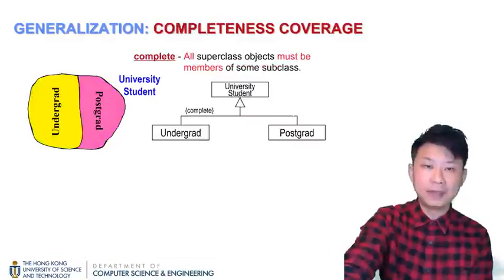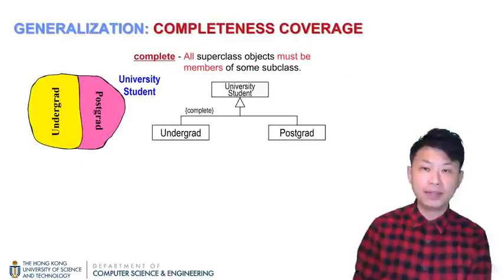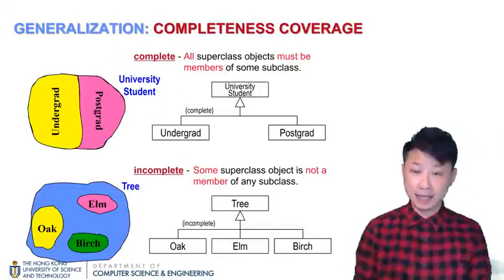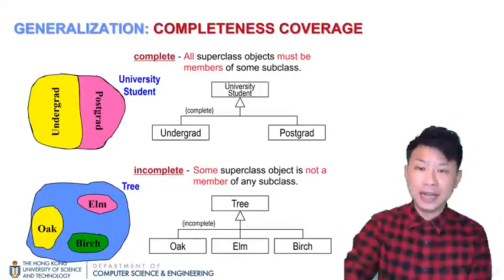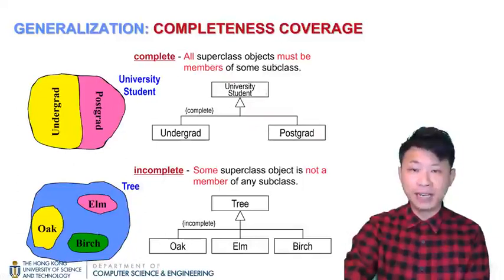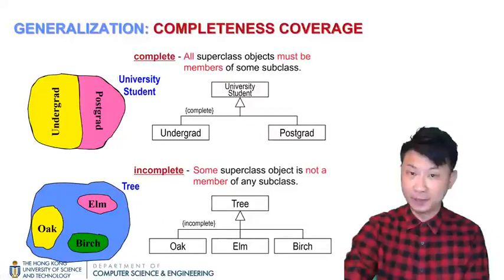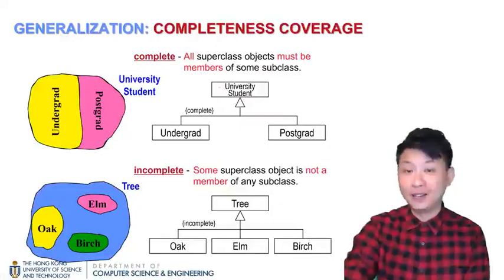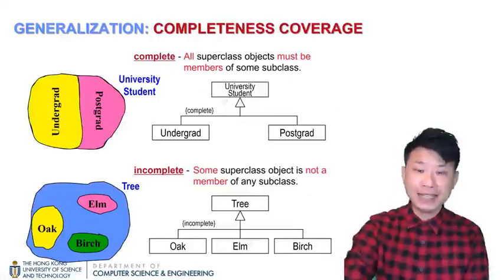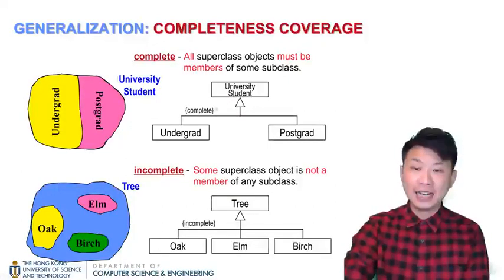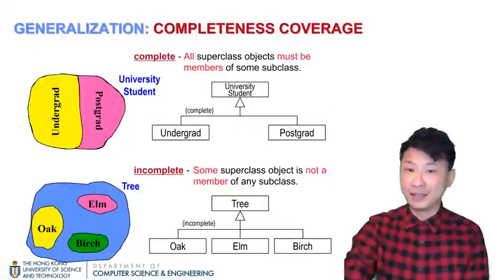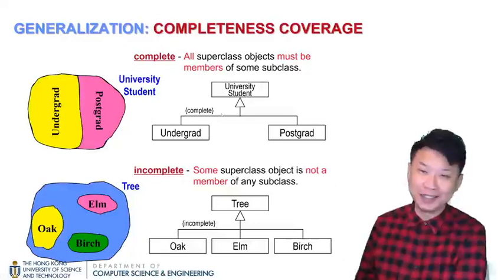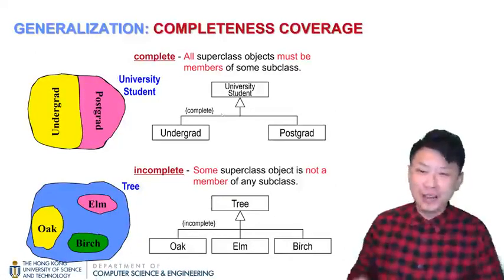Another constraint that we can specify for generalization is what we call completeness coverage. It can be either complete or incomplete. Let's say under a university, we can have UG student or PG student, and these are the only two types of students that we have within a university. Then we can simply say that within the university, we only have UG and PG students, and they are complete. We do not have another type of student. We only have UG and PG students.